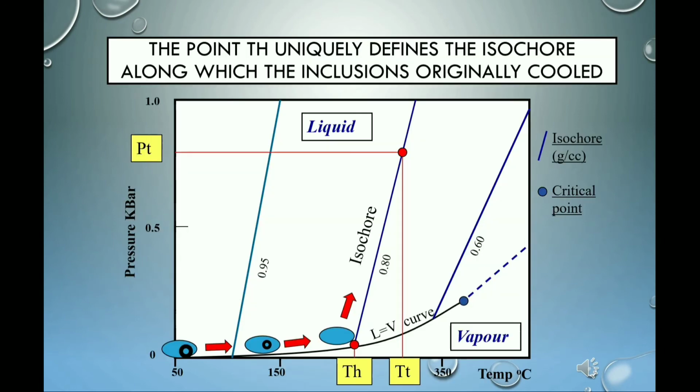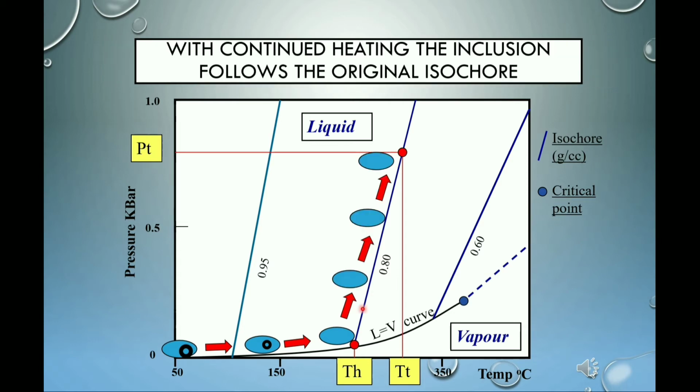Now again we will put a more closer look on the pressure correction through this PVT diagram. On the heating experiment, we saw the inclusion was reached up to this point, okay, where the vapor bubble completely disappeared and we called it the temperature of homogenization. Now the question is, what will happen if I increase the temperature more? Happening will be just reverse of the cooling. The inclusion will follow this isochore line, okay, and the density of the inclusion will remain same.